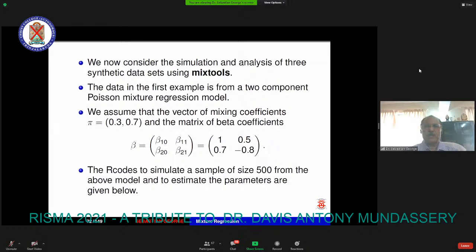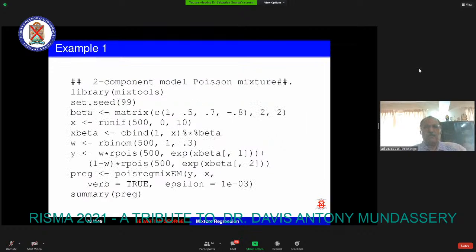We assume that the vector of mixing coefficients is 0.3, 0.7. And suppose that there are two kinds of coefficients. I have denoted the first one B10, B11, and the second one B20, B21. So there are two subpopulations. If we assume the linear one, then the first one is beta 10 plus beta 11 x, if you have only one covariate. Then this is actually the code to generate data, and basically I have generated data. I have only one x here.